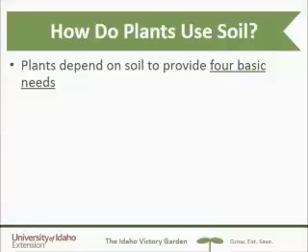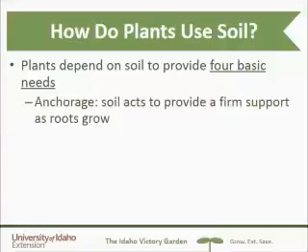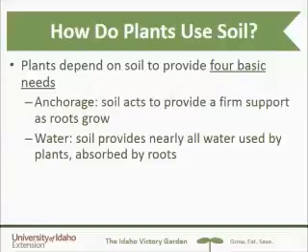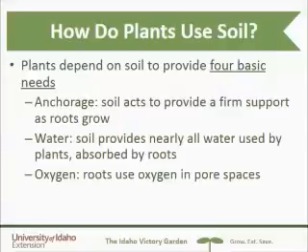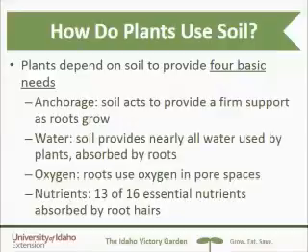So plants depend on soil to provide for their four basic needs. Number one, anchorage, holding them in place, keeping them in the ground. But also plants are getting almost all of their water through their roots, which means it's through the pore spaces in the soil that are holding water. Also the oxygen. Plants are getting all of their oxygen from their roots, and so there have to be air pockets in the soil. And 13 of the 16 essential nutrients that plants need are absorbed by the root hairs in solution in soil. So really plants depend on soil for almost everything they need to survive and grow.